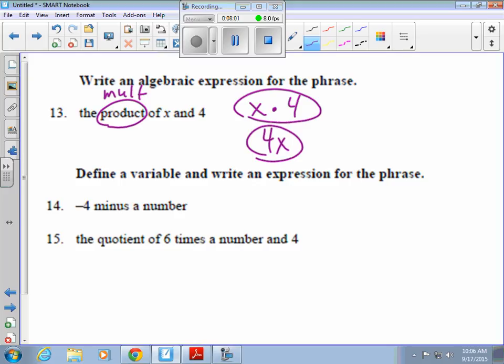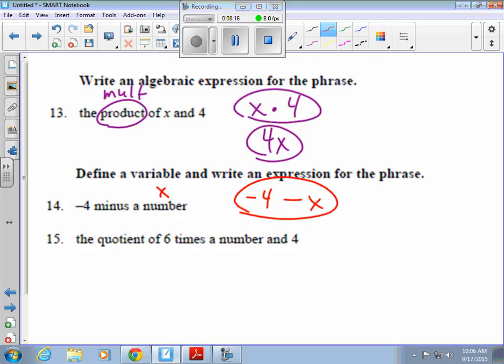Define a variable and write an expression. Same thing, except they don't give you x. You just come up with your own x. So negative 4 minus a number, x. There's your expression. We keep seeing this one on every test.